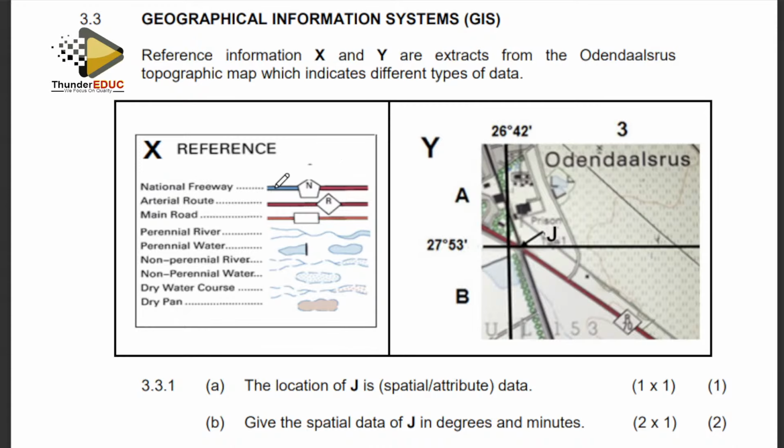Here is the reference. National road, this is the national road, marked with N. Arterial route, there's an R there. Main road, it's like that. Perennial river, perennial water, non-perennial river, each like that. Here is X. Y is here, and it is basically the interpretation of this. This is an arterial route.